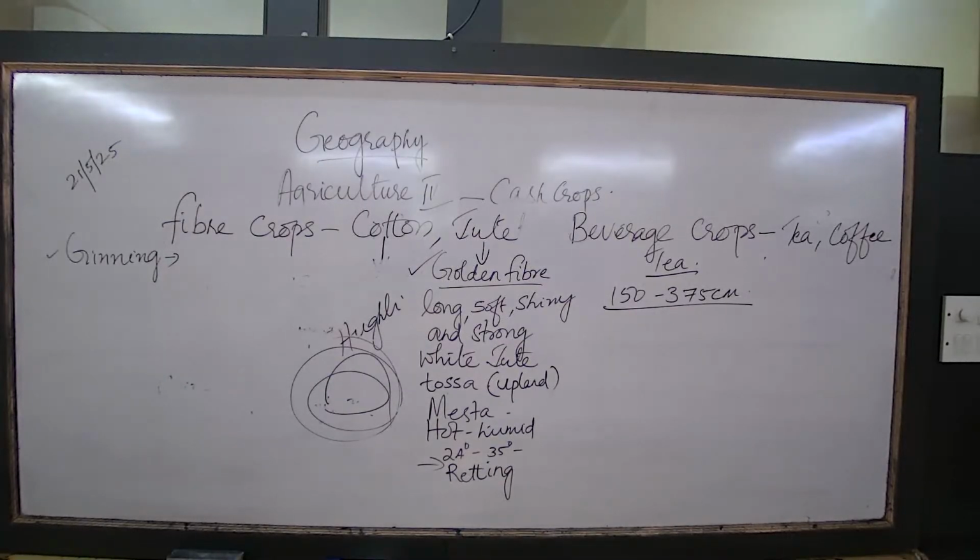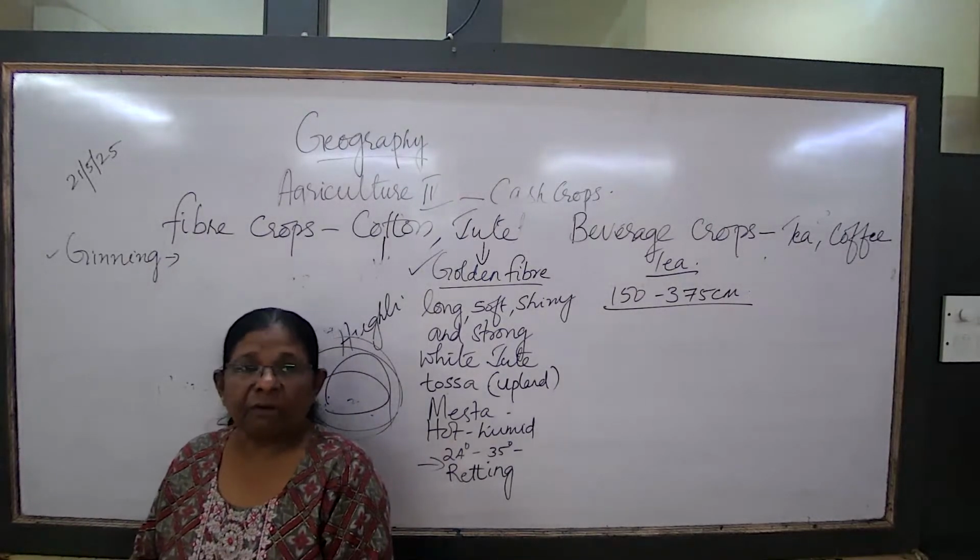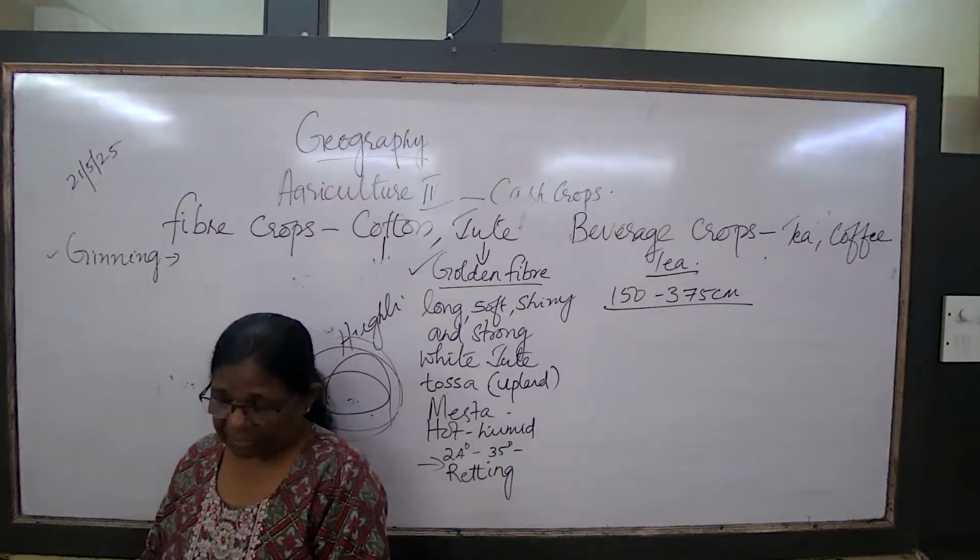Then there are two methods: the wet method or parchment method, and the dry method or native method. Coffee farming, coffee, tea, and what else? Cotton.